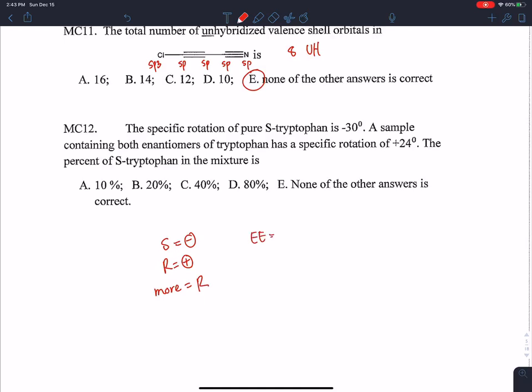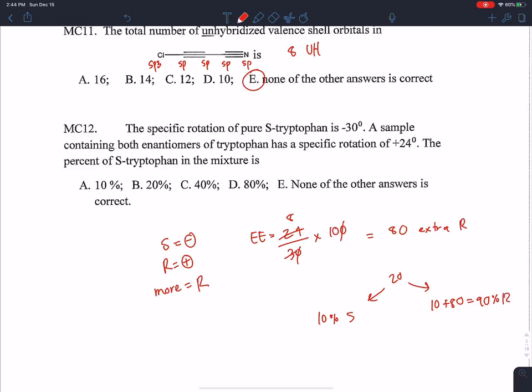Enantiomeric excess equals observed over pure. Observed is 24 over pure is 30, times 100. You cancel this, 3 goes into 24 8 times, so I get 80. This is how much extra R we have. So the 20 is going to get split evenly. You would have 10% S and then a total of 10 plus 80, so 90% R. They wanted the amount of S, which is 10%, which is A.